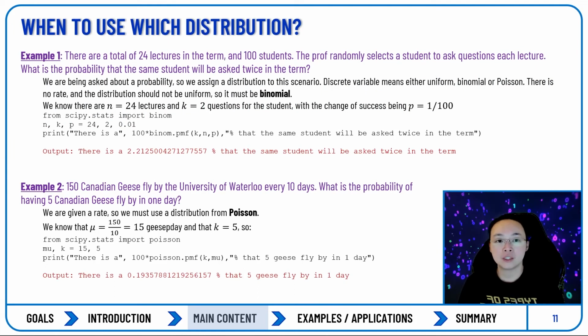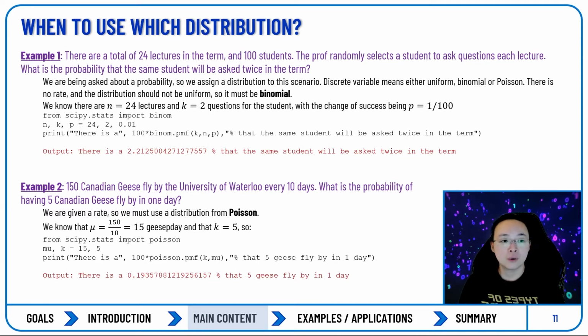So when do you want to use each distribution? Let's go through 2 examples from a previous class that you probably have taken before. First example: there are a total of 24 lectures in the term and 100 students. The prof randomly selects a student to ask questions each lecture. What is the probability that the same student will be asked twice in the term?